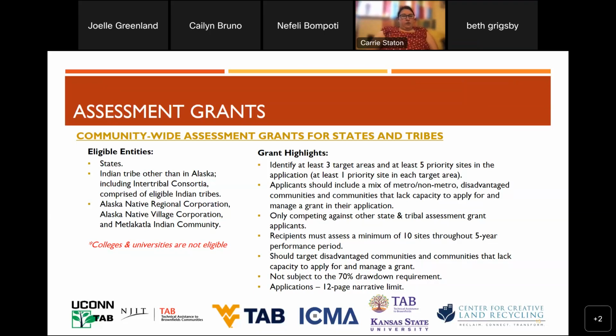pool of other community-wide assessment applications or coalition applications, and you must assess at least 10 sites over your 5 years. Again, they're really stressing that you should target those disadvantaged communities and communities with a low capacity, and you are not subject to the 70% drawdown requirement. If you have, for example, just a regular community-wide assessment from the last couple of years, you can still apply for this even without meeting that requirement. And you have 12 pages for your narrative as opposed to the traditional 10 pages.